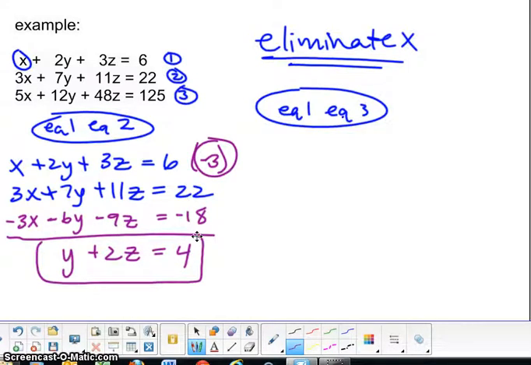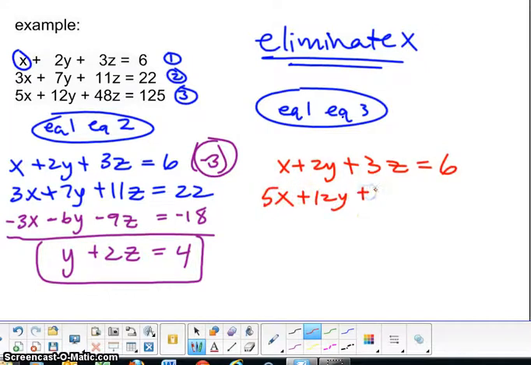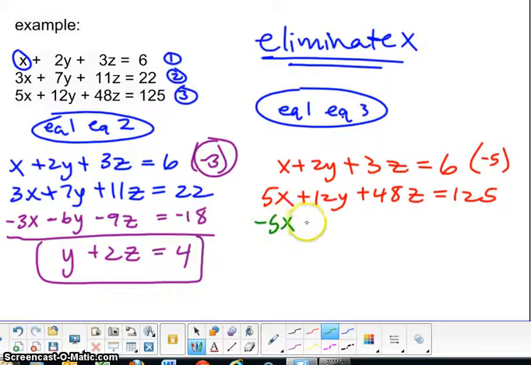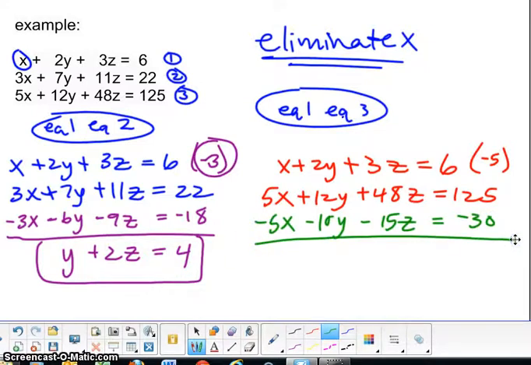Now let's do equation 1 and equation 3. Those are x plus 2y plus 3z equals 6, and equation 3 is 5x plus 12y plus 48z equals 125. And if I multiply the top by negative 5, again, we're trying to eliminate x, so we have to multiply the top. We end up with negative 5x minus 10y minus 15z equals a negative 30. Now I'm going to add those two equations together.